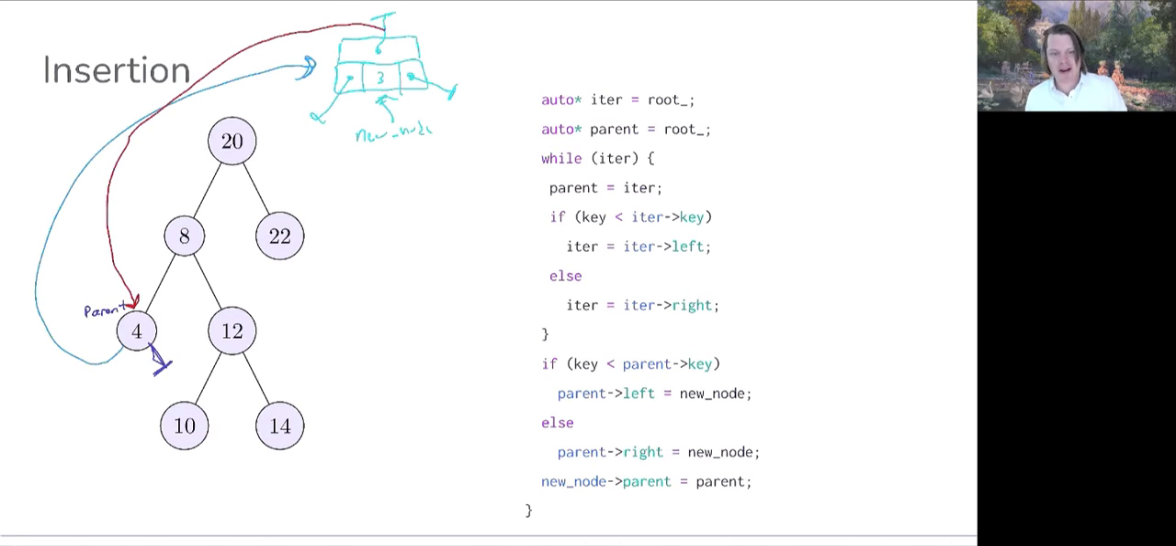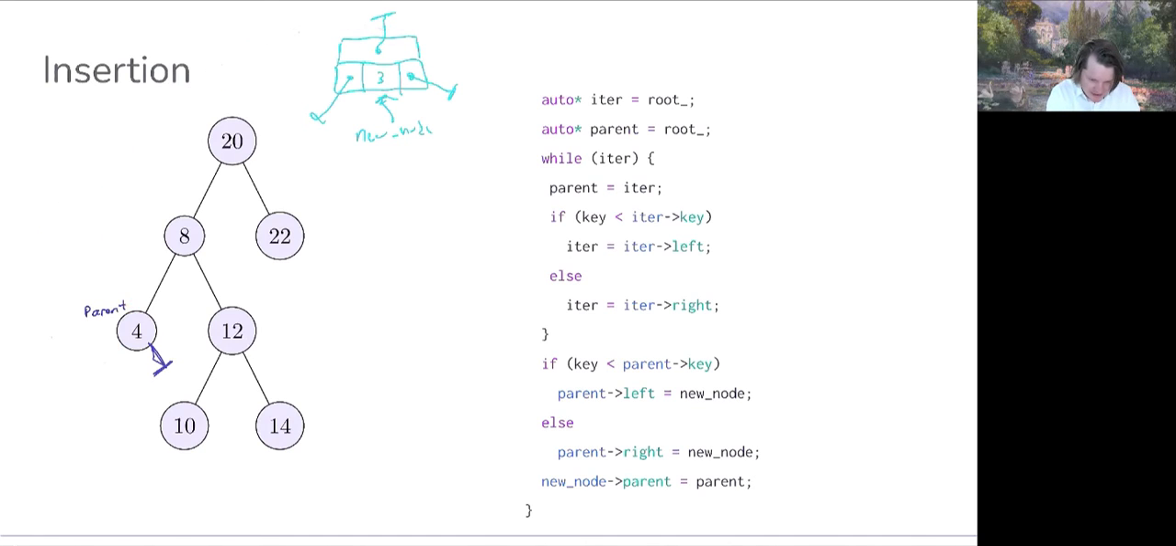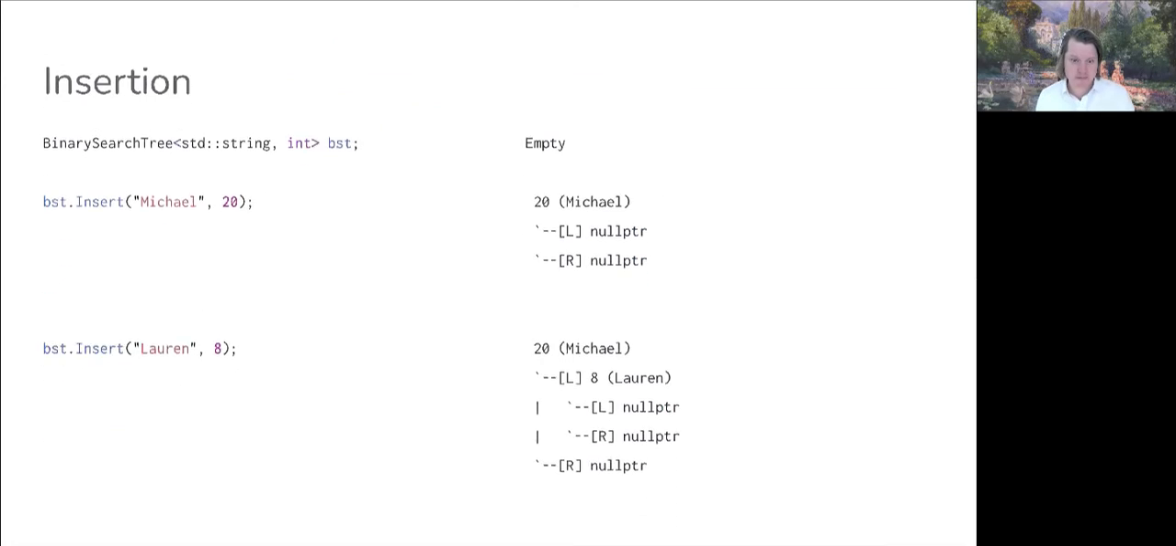And at this point, I'm going to erase this. 3 has been absorbed into our binary search tree, and it has been done so in a manner that satisfies the binary search tree property.